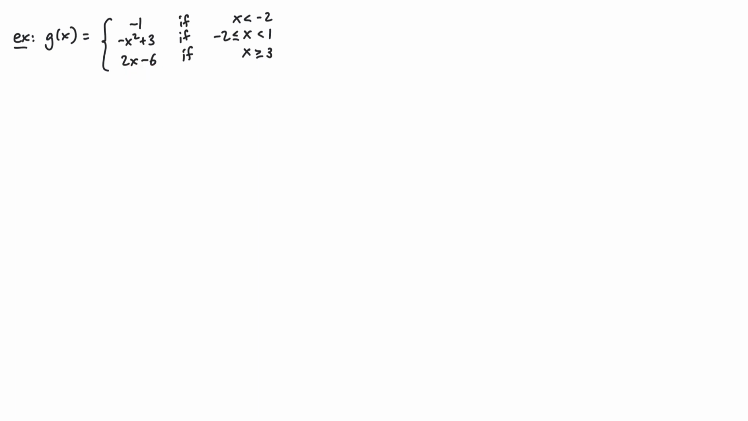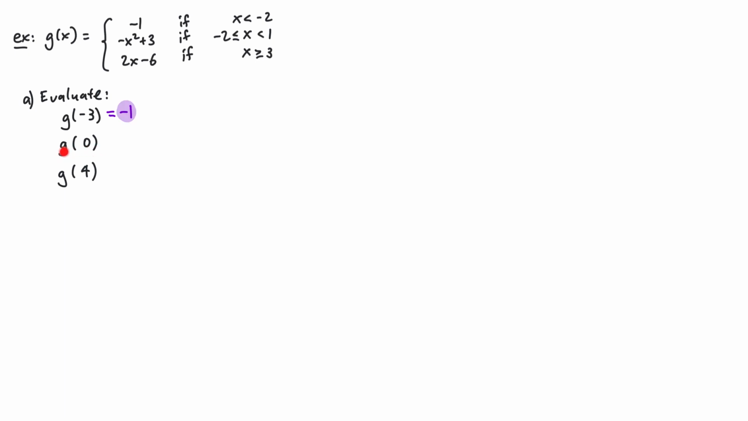Let's start by getting some practice with evaluating our function. If we want to evaluate g of -3, we want to find the output of our function when the input is -3. So what we need to do is decide which piece -3 is in. Is -3 in the first piece, second piece, or the third piece? Since -3 is less than -2, we're in our first piece, which means the output is going to be -1. So g of -3 is -1.